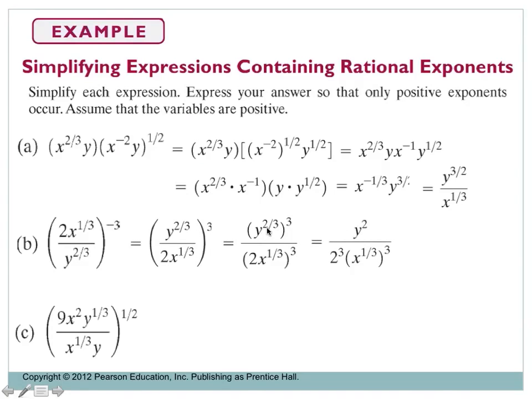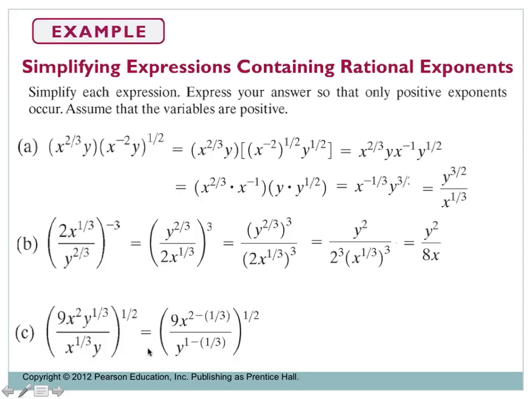and multiply. 2/3 times 3 just gives you 2, so we just have y squared. And then we have to distribute this to everything. 2 cubed, that's this part right here, x to the 1/3 times 3. So really you're left with y squared over 8, since 2 cubed is just 8. And x to the 1/3 times 3 is just going to be x. So you are left with y squared over 8x.